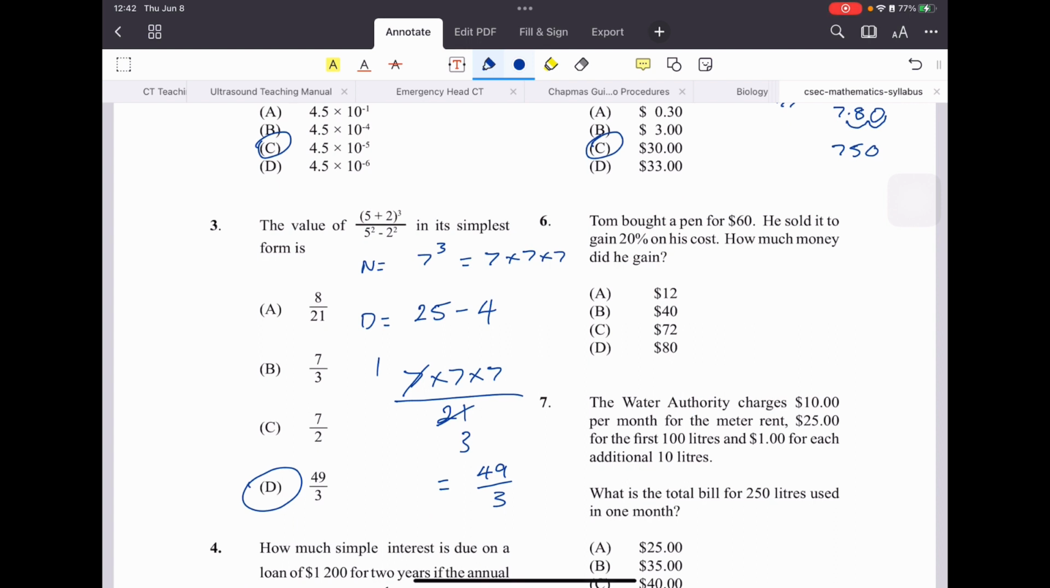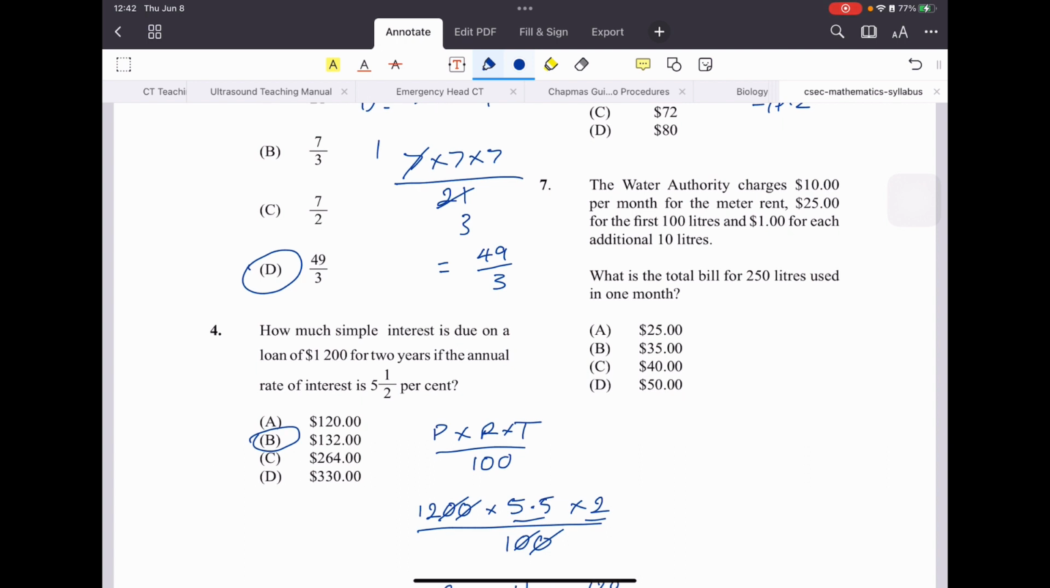Tom bought a pen for $60. He sold it to gain 20% on his cost. How much money did he gain? Very simple. We just need to find 20%, which is 20 over 100, of the original cost, multiplied by 60, the original cost. So the zeros cancel, and 2 by 6 is $12. Very simple answer.